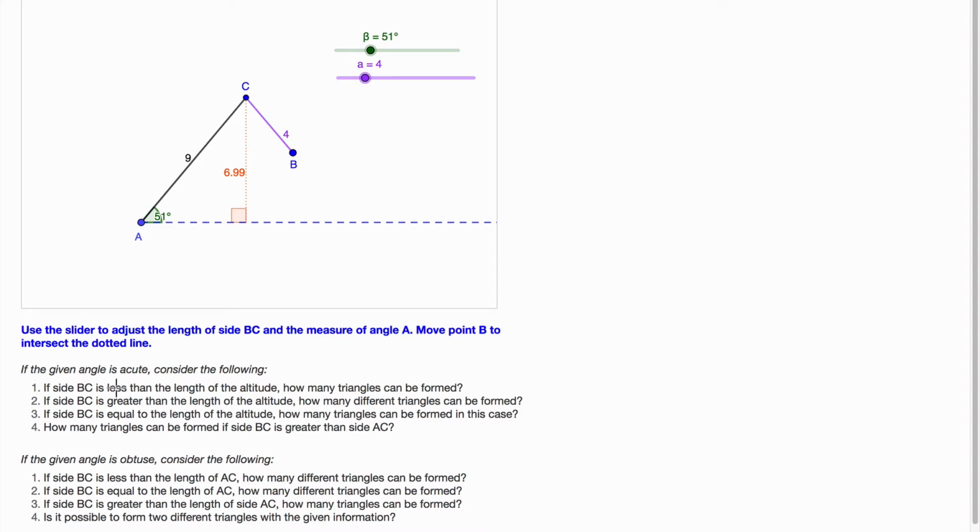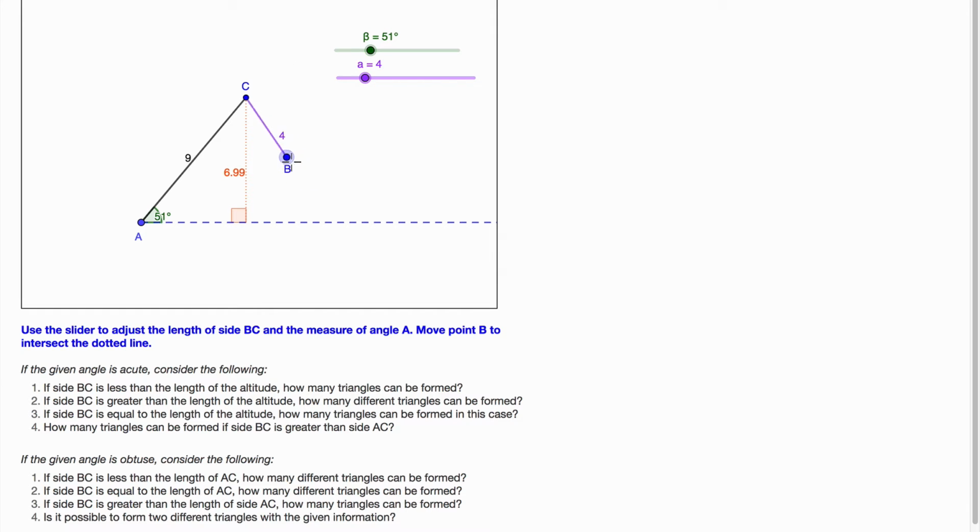It says, if side BC, which is the side opposite angle A, is less than the length of our altitude, how many triangles can be formed? Right now our side BC has a length of 4 when the altitude is 6.99. A triangle is formed when this point B lies on this ray here, closing our figure. Recall that the measure of angle C is not given. It's unknown, as well as the length of this side here. Because those are unknown, they're variable. They depend on what our measures are elsewhere in the triangle.